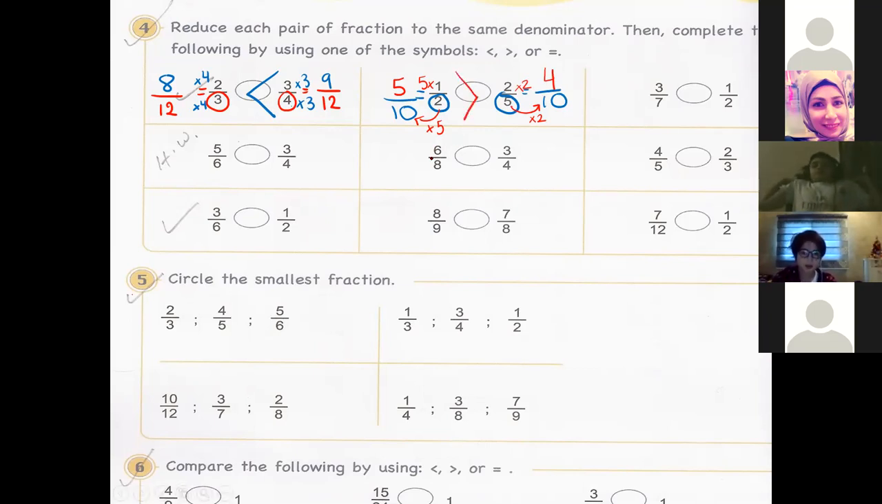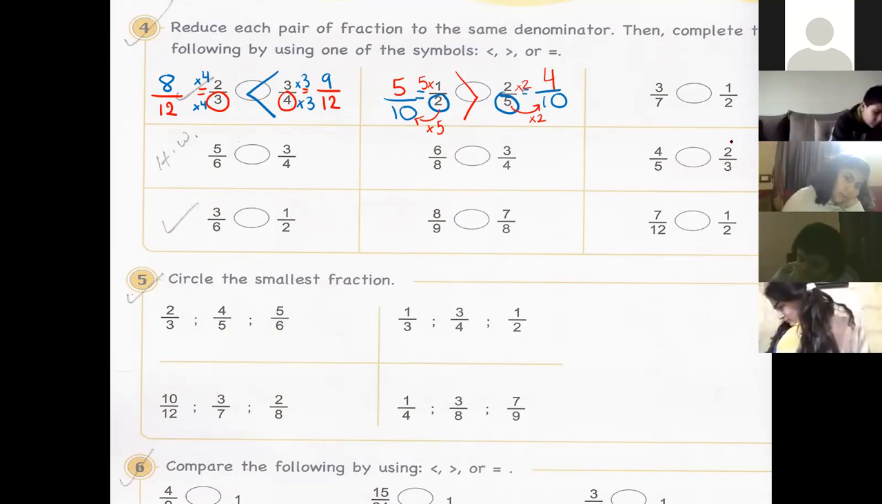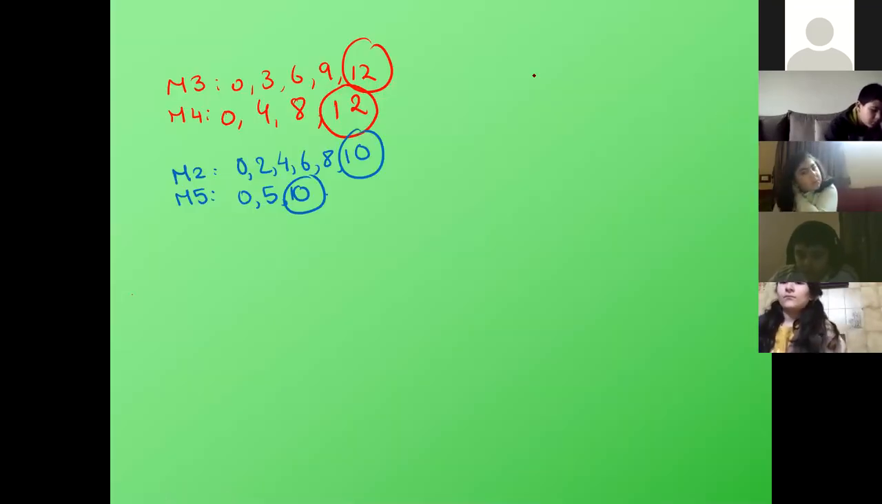Can I do the next one? Yes. Okay. Now, Batul. 3 over 7 and a half. How do we compare them? We write table 7 and table 2. Excellent. Let me write table 7, table 2.